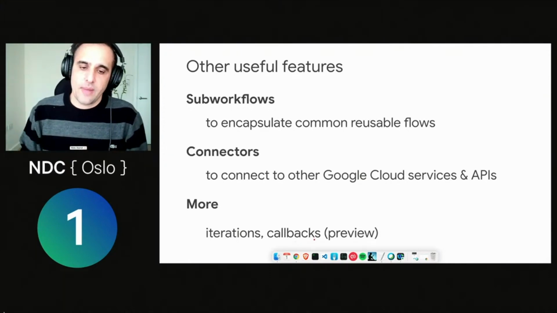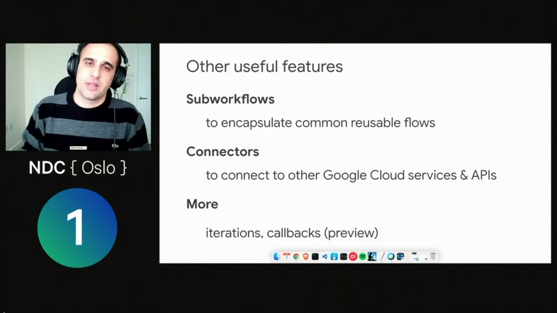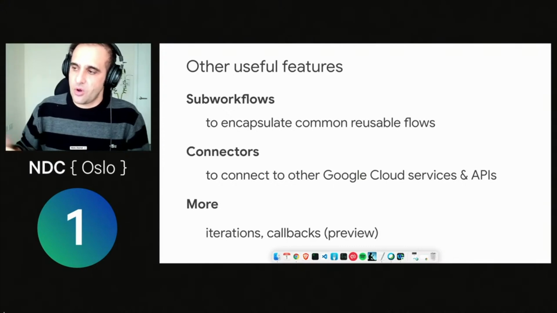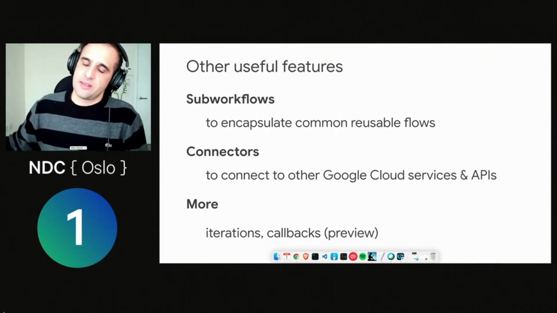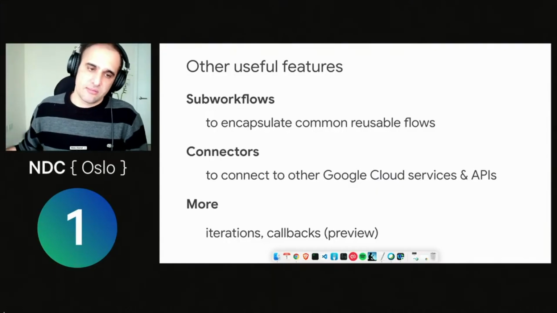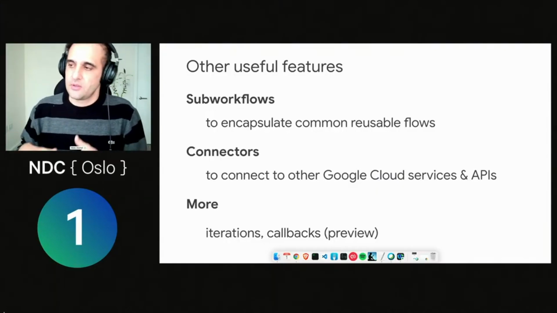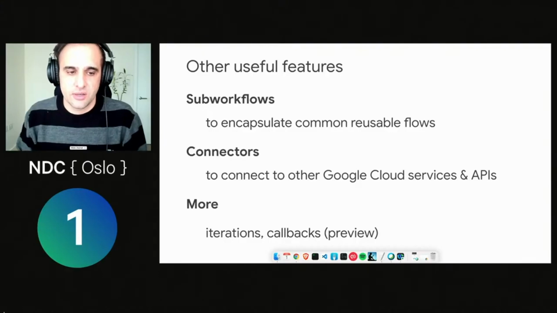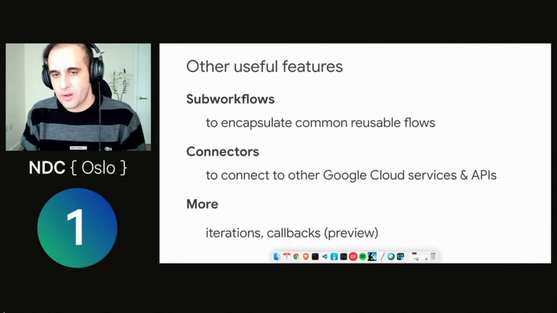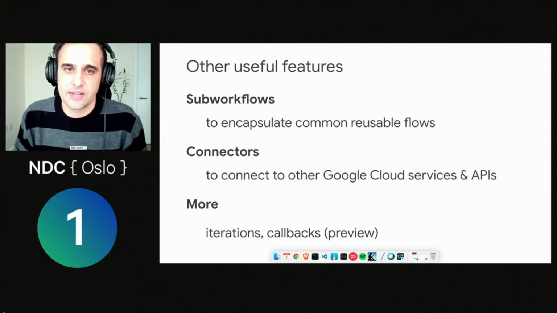We have callbacks, which allow you to write orchestrations with people in the loop. So let's say you have some orchestration running, and at some point someone needs to approve the next step. Then you can have a callback that waits, and an external user can send an HTTP request to the callback to continue the rest of the orchestration. So features like this help a lot to build pretty sophisticated orchestrations.